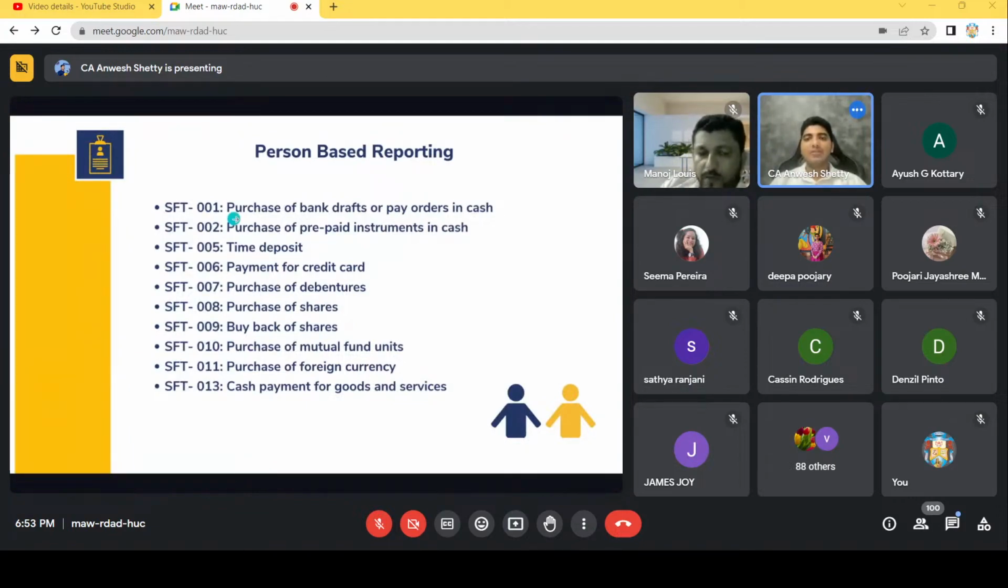Okay. If you are purchasing a prepaid instrument, code is 002. If the time deposit is more than 10 lakh rupees, code is 005. If you make a payment of credit card of more than 1 lakh in cash or 10 lakh for the whole year, then it is 006. If you purchase debenture more than 10 lakh rupees, if you purchase shares, that is fresh shares, not purchased from the stock market, it is SFT 008. Okay, and if you pay more than 2 lakh rupees in cash, then it is SFT 013.